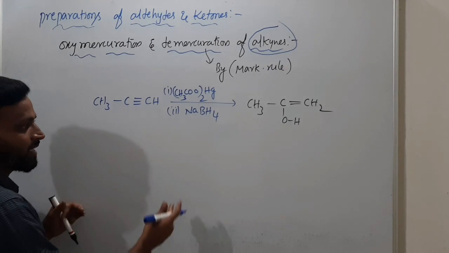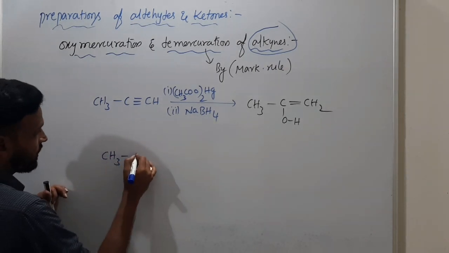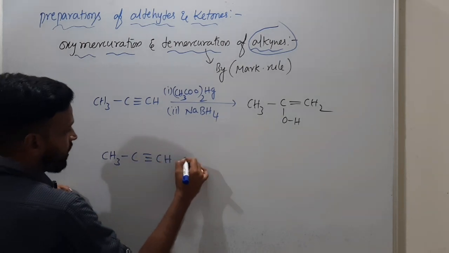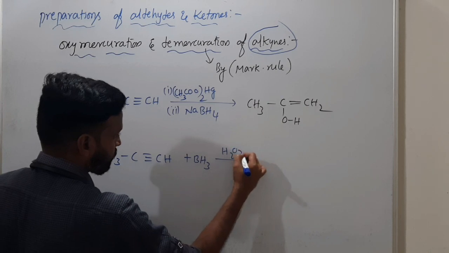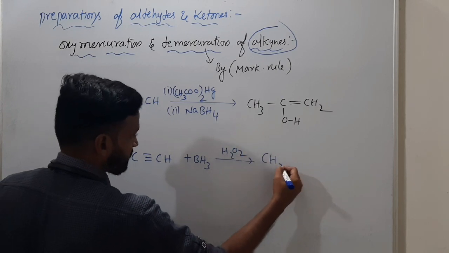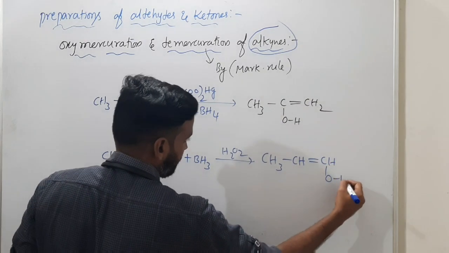What is the difference between hydroboration and this? Hydroboration means when CH3C triple bond CH is treated with BH3 followed by H2O2, you have CH3 and CH double bond CH OH, like this.